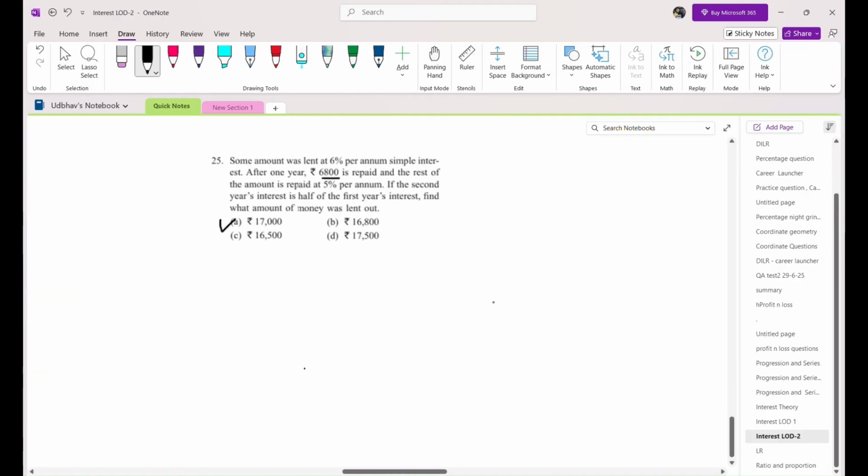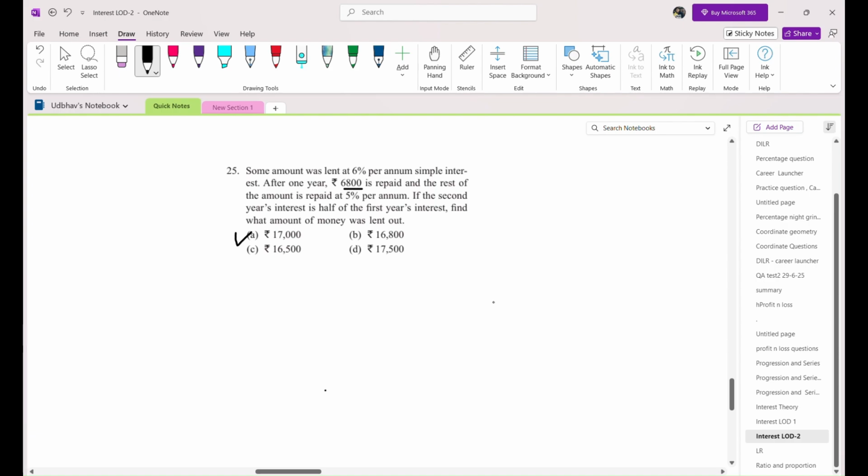Next question. Some amount was lent at 6,000 per annum simple interest. After 1 year, 6,800 is repaid and the rest of the amount is repaid at 5% per annum. If the second year interest is half of the first year interest, find what amount of money was lent out.